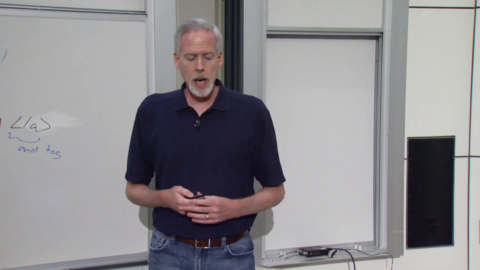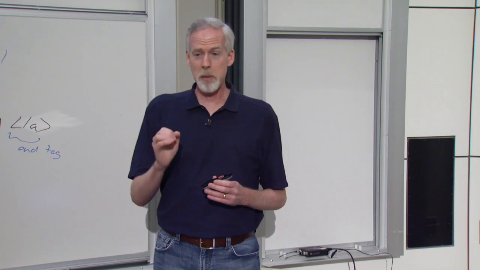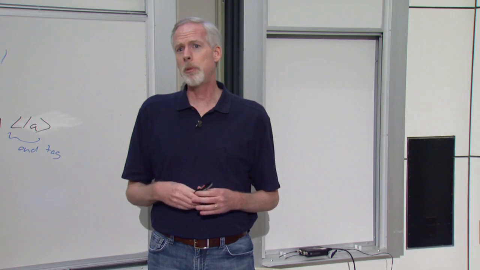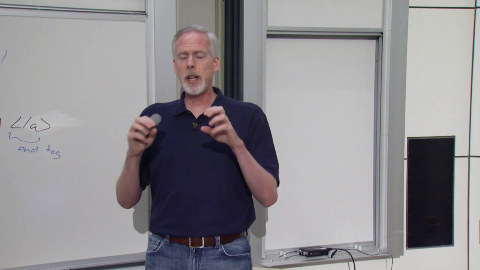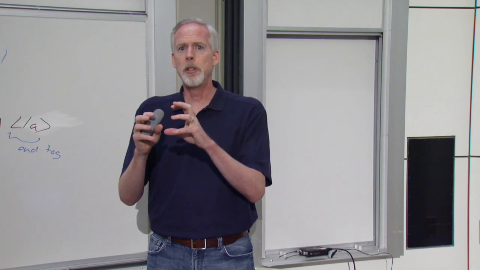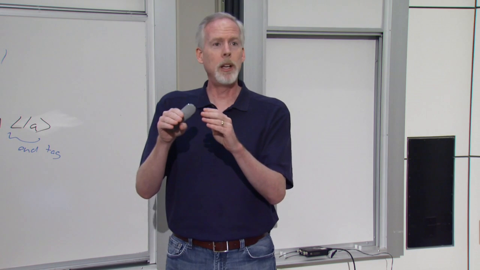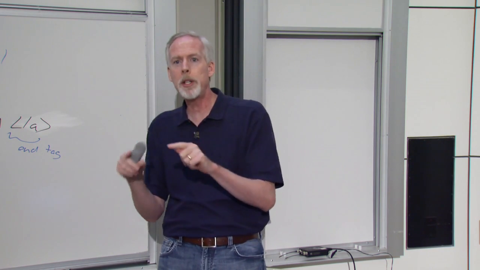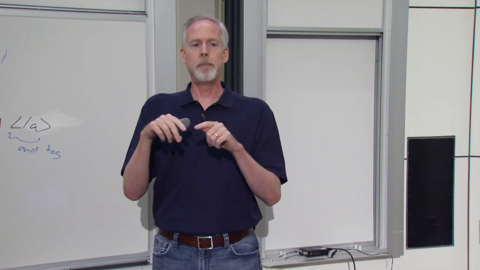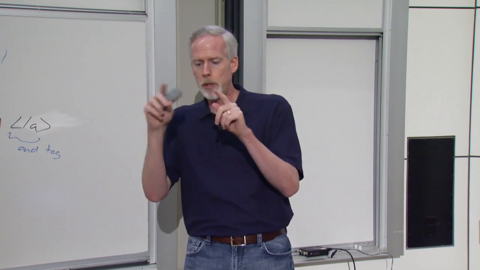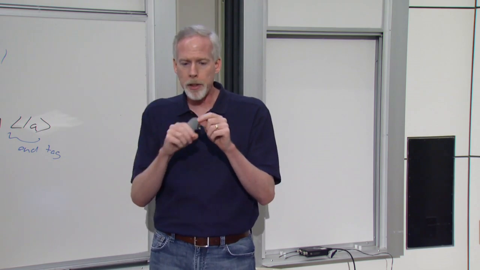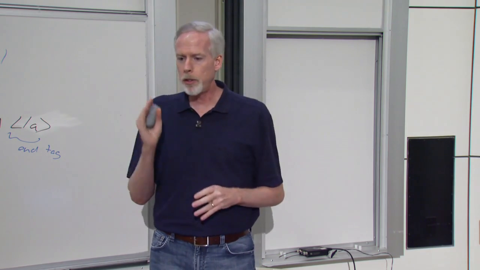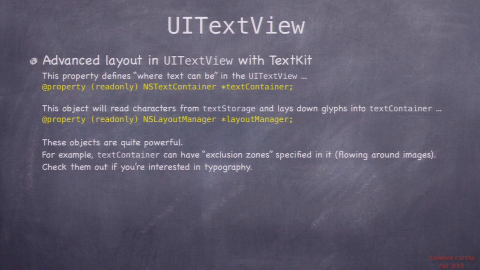Okay? UI text view has incredibly advanced text layout mechanisms. For example, you can specify the container that the text is going to be in, and you can even have exclusion zones. So if you had an image that was dropped in the middle of your text and you wanted the text to flow around it, even if it's a funny shaped thing, you can flow around it. And it's so easy to do it, unbelievable. You just create a Bezier path that encompasses the thing you want to flow around, and you just set that as an exclusion zone in the text container property here of UI text view, and it'll just flow around.